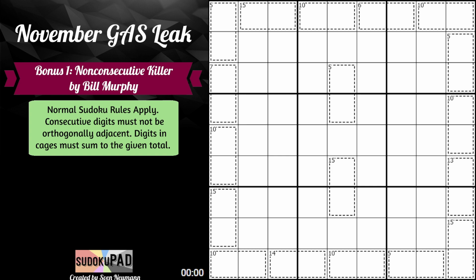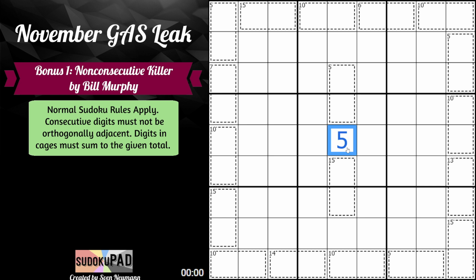The first of which is called Non-Consecutive Killer by Bill Murphy. Normal Sudoku rules apply. Consecutive digits must not be orthogonally adjacent. Digits in cages must sum to the given total. So what does that mean? Well, consecutive digits must not be orthogonally adjacent. That's the non-consecutive part of the title.